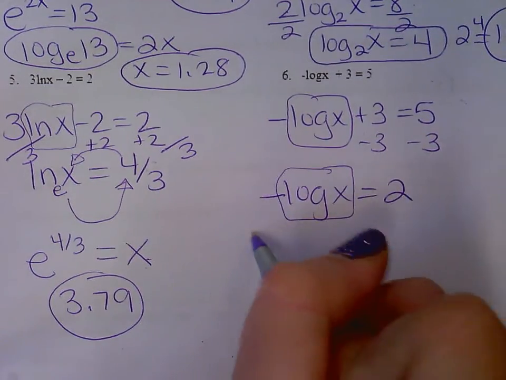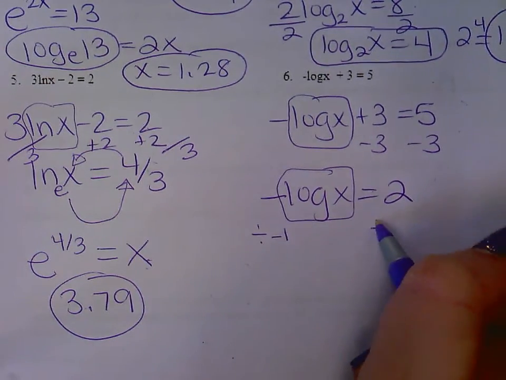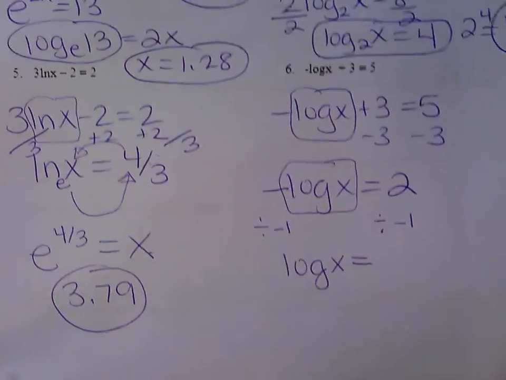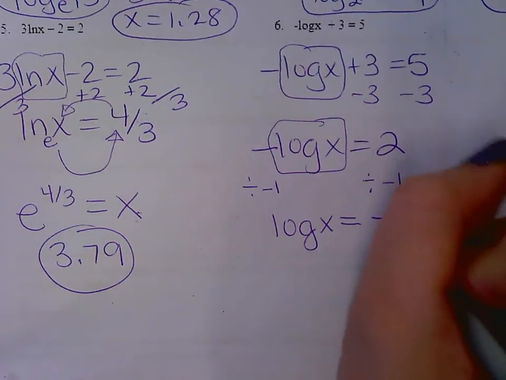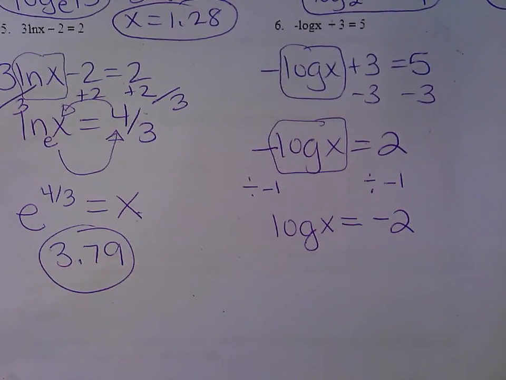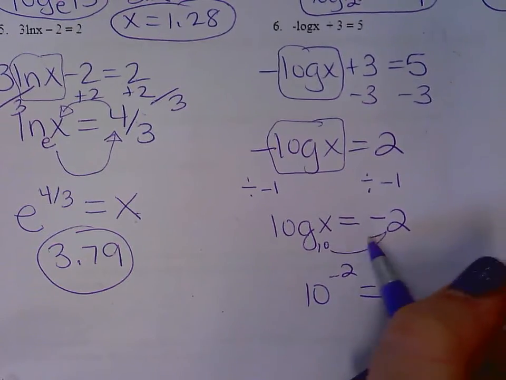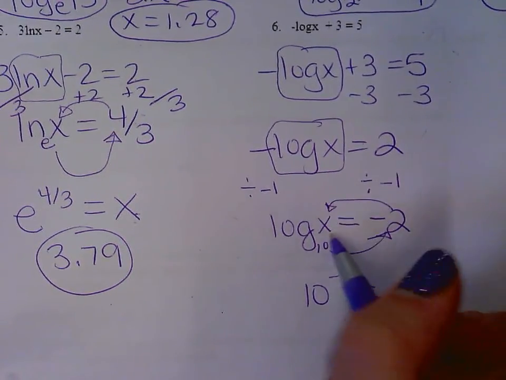Divide by -1 really is what you're doing, so you get log by itself. What's 2 divided by -1? -2. And then this would be a no calculator question because you should be able to do this one in your head. What's the base of a common log if it's not written there? 10. And you should know what 10 to the -2nd power is. This is the power. This is the solution.